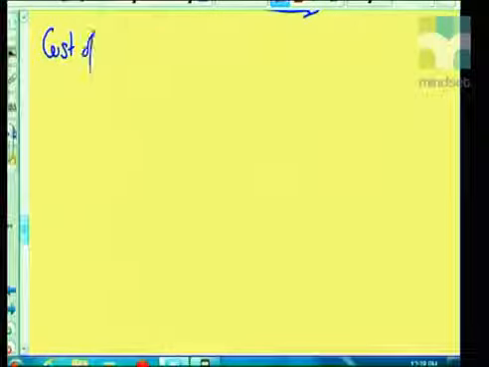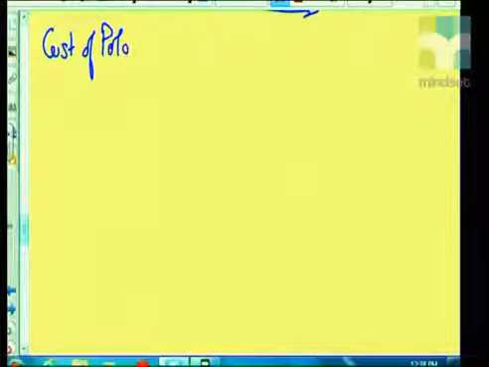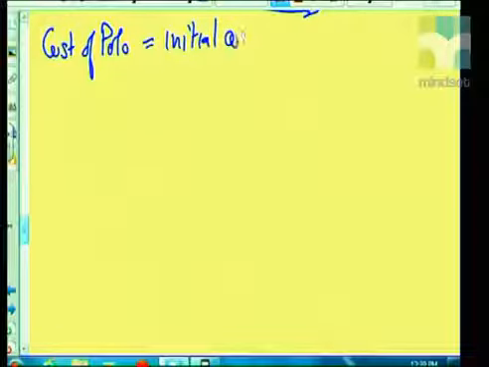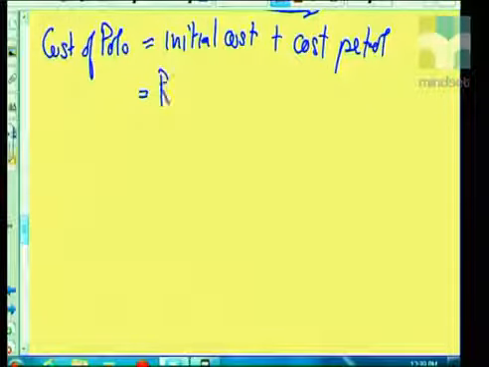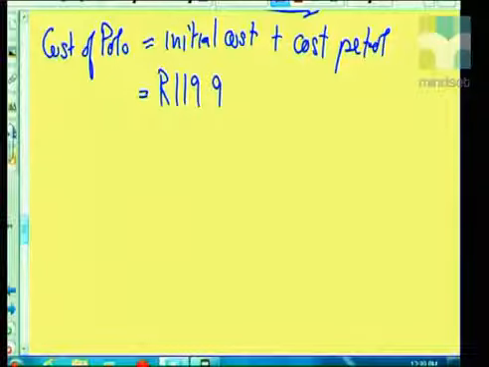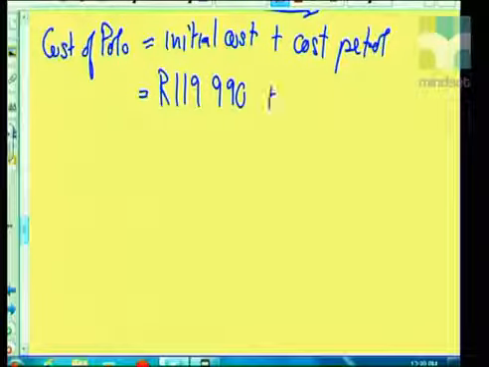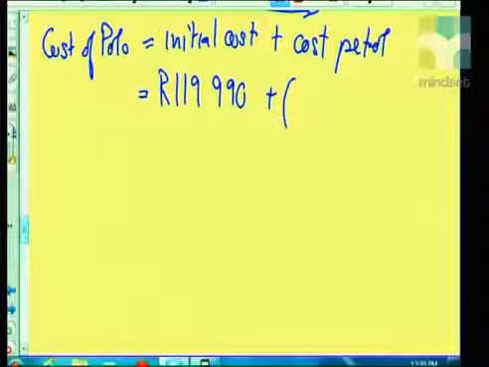And the first equation that I'm going to do is I'm going to say the cost of the Polo. And I'm going to break it into two parts. The cost of the Polo was its initial cost, and then it's the cost of petrol. The initial cost we can get from the table, which we know was the cheaper price, 119,990 rand. The cost of the petrol. Now, cost of petrol is going to depend on the number of litres of petrol. The number of litres of petrol depends on the distance and the fuel consumption.